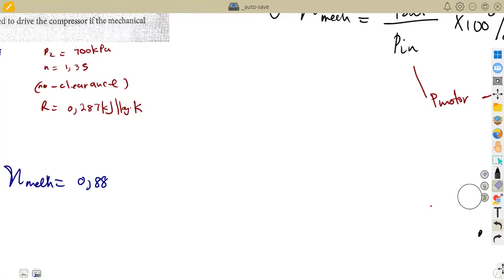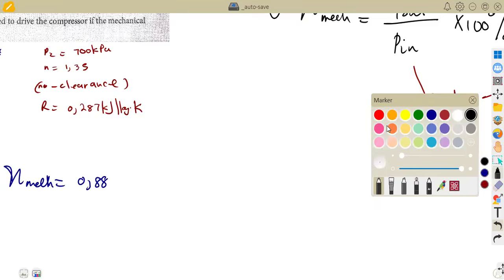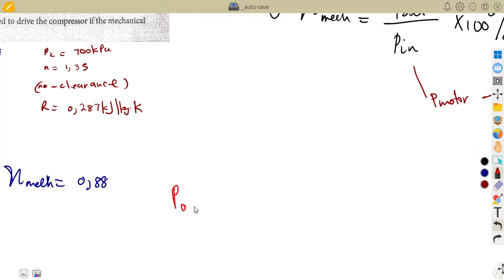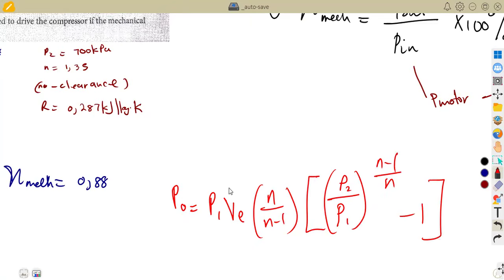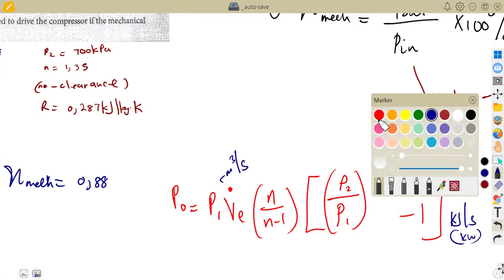And the compressor power is the one that we calculate from our normal formula of P. Remember how you calculate P. That's how you calculate your P out: P1 VE into N over N minus 1 into P2 over P1 to the exponent of N minus 1 over N, minus 1. Where this is the effective volume VE in cubic meters per second. Remember I said per second so that you obtain kilojoules per second, which represents kilowatts. So thus we can calculate P out.